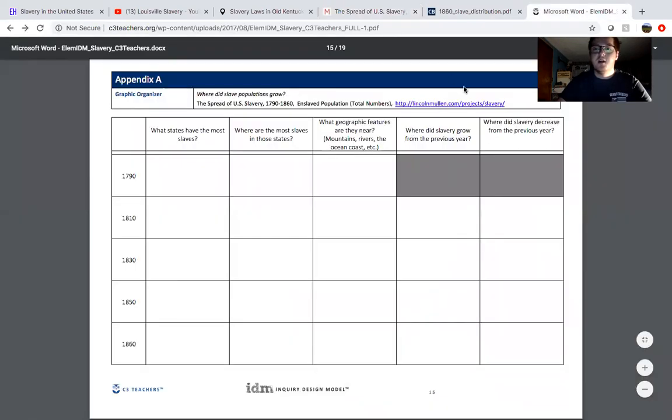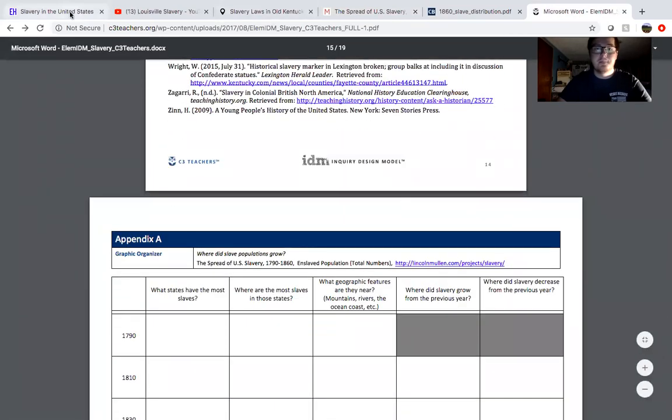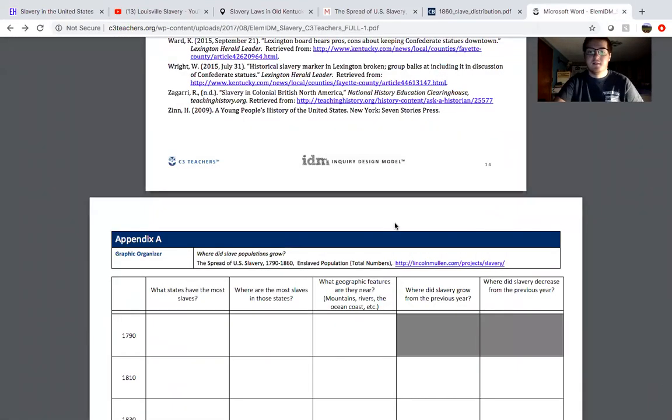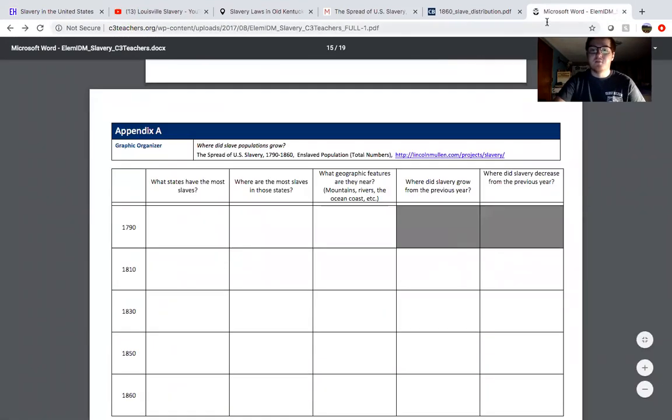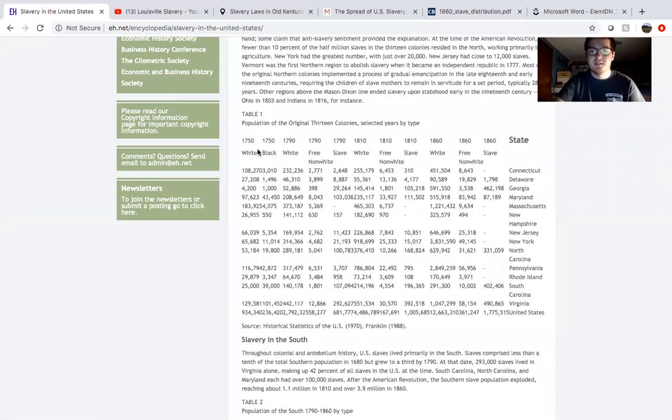Where did slavery grow? This is where we're going to use our other source, this one. So where did slavery grow from the previous year? We're looking at 1810 and 1790. So let's go to 1810, and we can judge 1810 free, non-white. Let's go to the slaves. See where this slave population grew from this slave population, 1790.